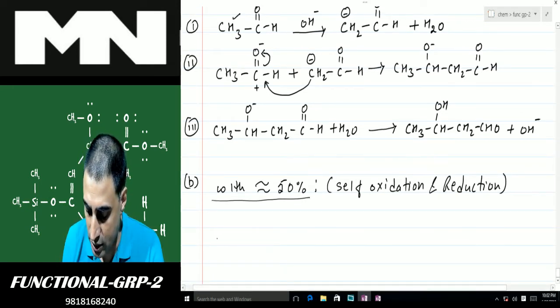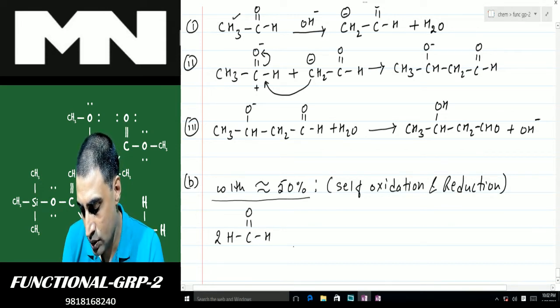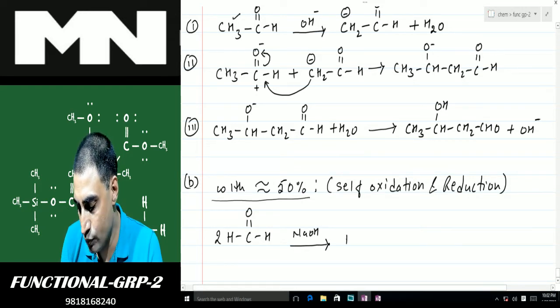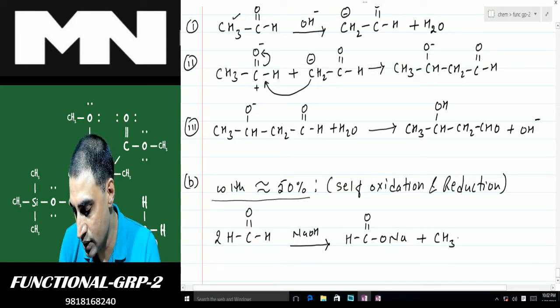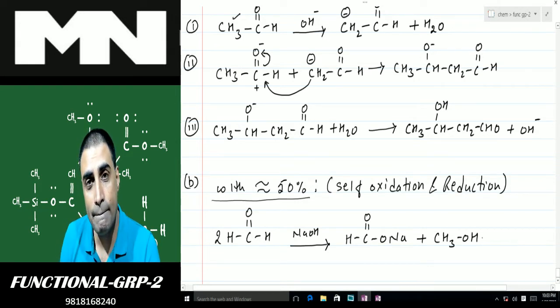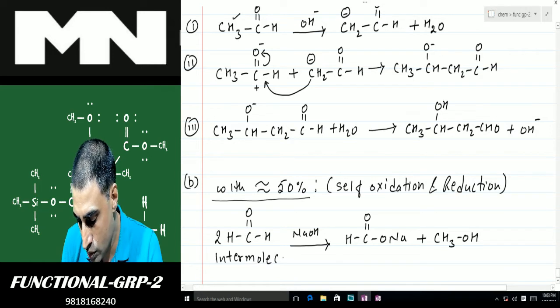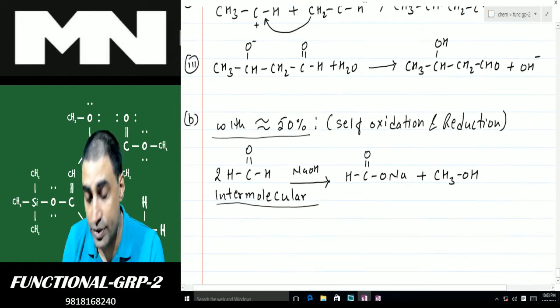Now in this case, suppose I got 2 moles of formaldehyde and I am reacting them with 50% base. One of them will undergo oxidation and will get converted to sodium formate, whereas the second one will undergo reduction and will form methanol. So it is a self-oxidation reduction reaction. Such a Cannizzaro is known as intermolecular. This is intermolecular Cannizzaro.